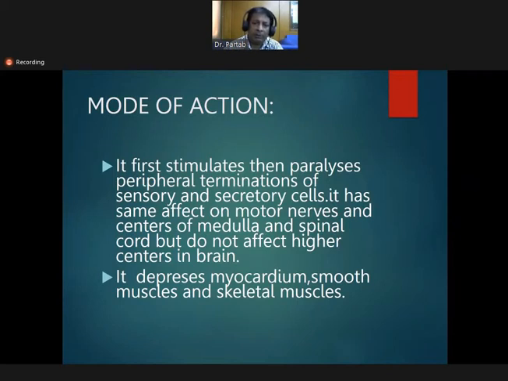Some other poisons may also affect the higher brain centers, but aconite root does not act on the higher brain centers. It affects the peripheral nervous system, causing paralysis of the peripheral terminations of sensory and secretory cells, and affects the motor nerves, the centers in the medulla and the spinal cord, but does not affect the higher brain centers. It depresses the myocardium, smooth muscle, and skeletal muscles. So this is the main mode of action. It depresses the myocardium as a cardiac poison, smooth muscles also, and skeletal muscles.